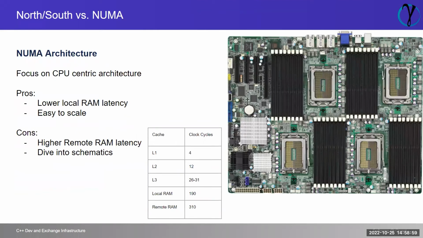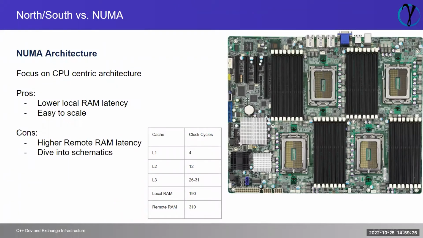So it used to be North-South Bridge architecture and SMA. I forgot what SMA stands for, it's in the notes if you guys check for it. Roughly around 10 years ago, we transitioned to NUMA architecture. NUMA stands for non-uniform memory access. It probably sounds a bit worse because it's non-uniform. Why would you want non-uniform memory access?